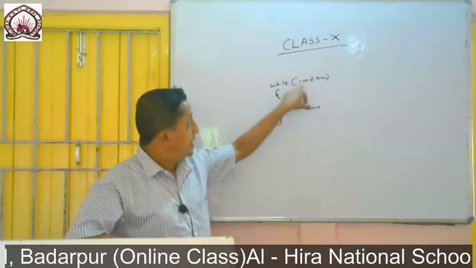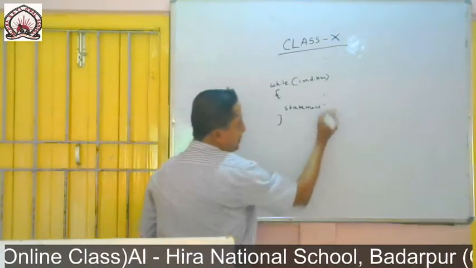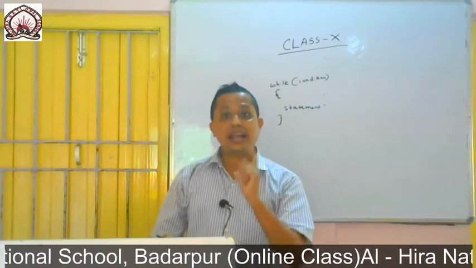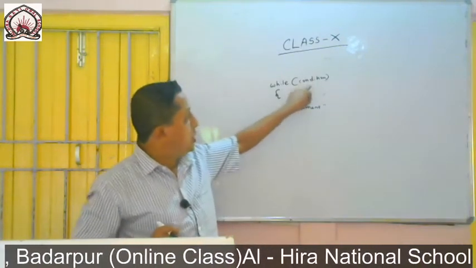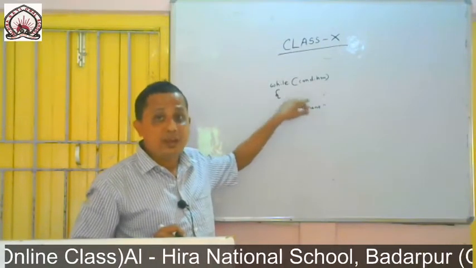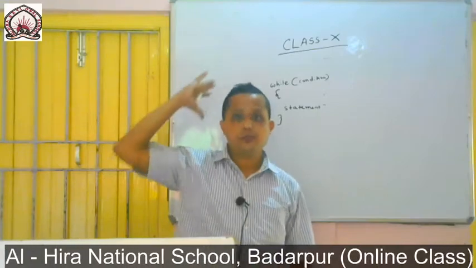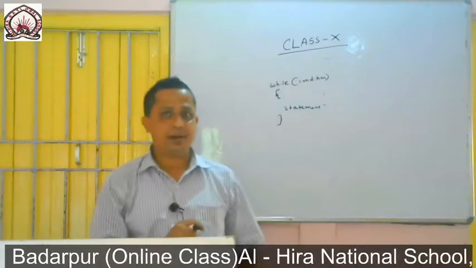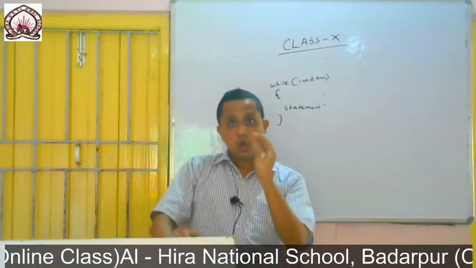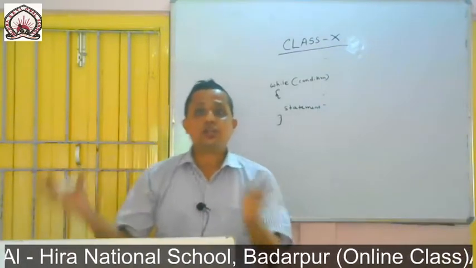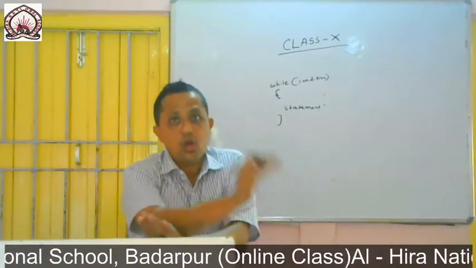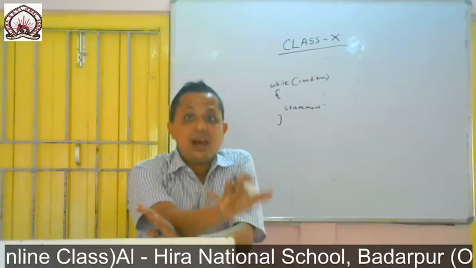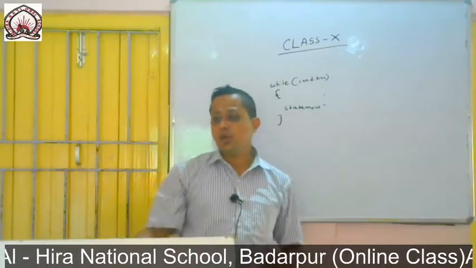This statement part will repeatedly execute as long as the condition is true. As long as the condition is true, this part will execute. When the condition becomes false, it will stop executing. This is the most important point you have to remember. In a loop, until and unless the condition is true, the loop will execute. When the condition becomes false, the loop or the program will stop execution. So I am showing an example.